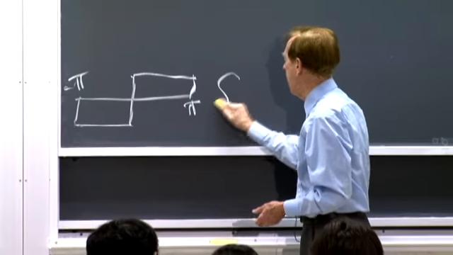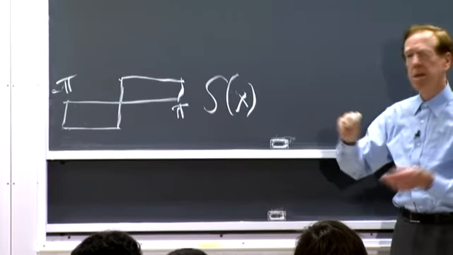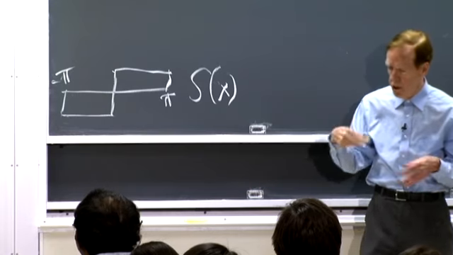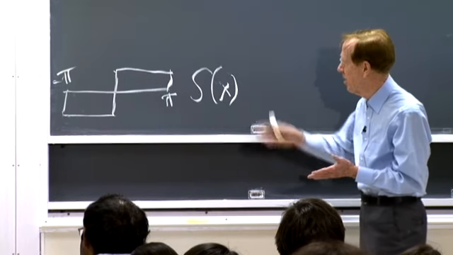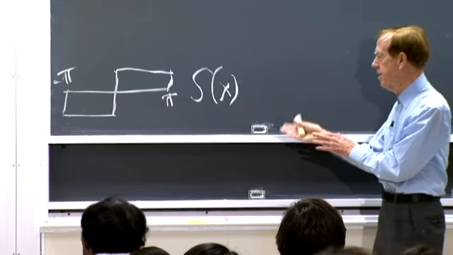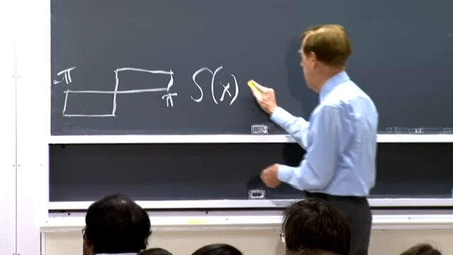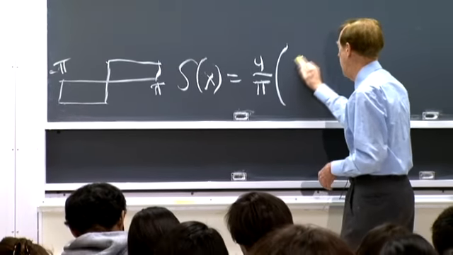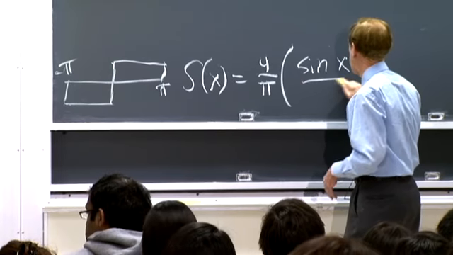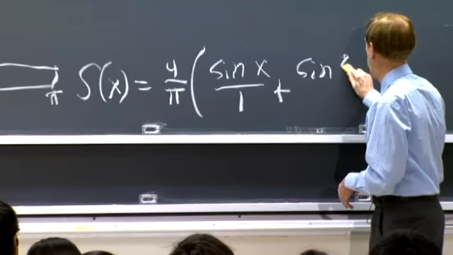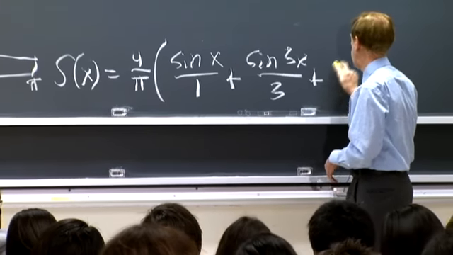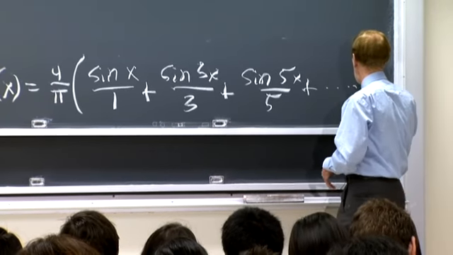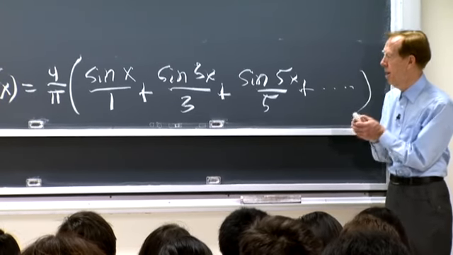And I guess we called that S of x, S signaling step function, S signaling square wave, and S the general signal that the function is odd. And that means that it goes with sine functions. And I think the numbers that we found from the formula were sine x over 1, sine 3x over 3, sine 5x over 5. It's just a great one to remember.